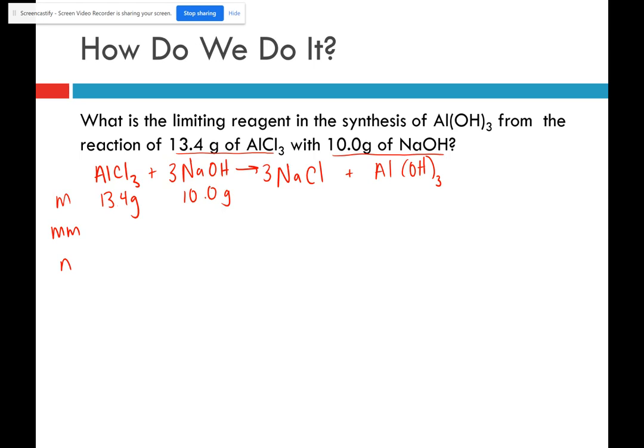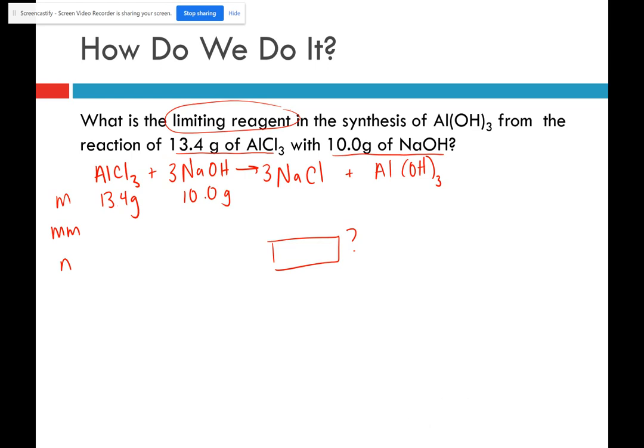When I go over into my products, because it's just asking me what my limiting reagent is, it doesn't matter either one, but I'm going to see what's going to make less. It doesn't matter if you do sodium chloride or aluminum hydroxide. I'm just going to do sodium chloride because it's first in my equation. What's going to make less sodium chloride? We don't actually need to know the mass. We could just compare the moles.